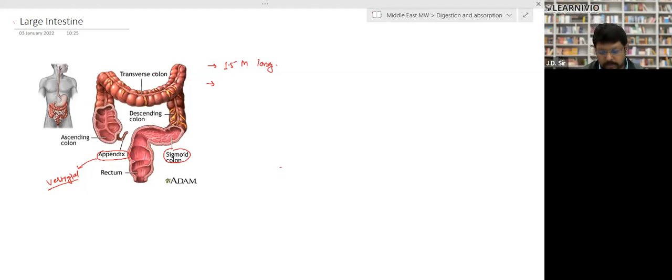Next point. Cecum and vermiform appendix.